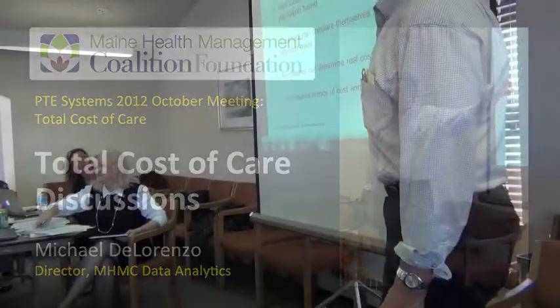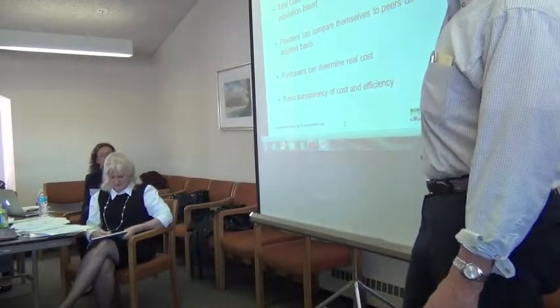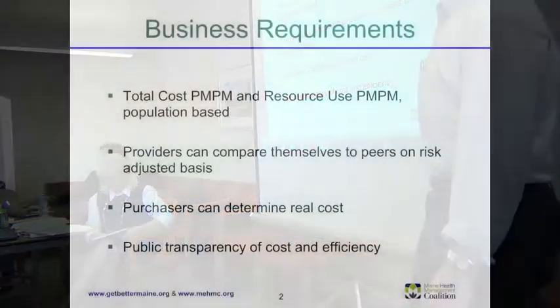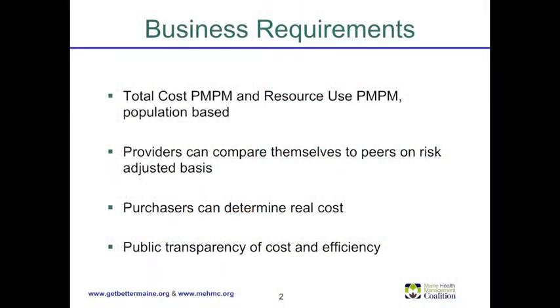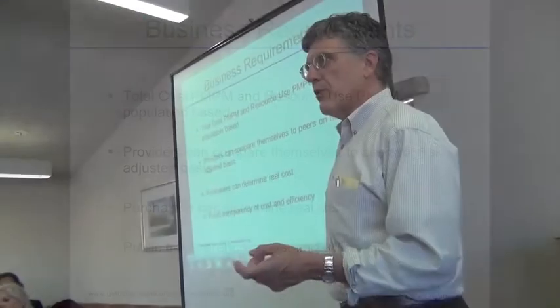Yeah, so this is the business requirement. So what are we trying to do? Trying to measure, what's the purpose here? Cost of care PMPM, resource use PMPM. Providers be able to compare themselves to some kind of risk, to some kind of benchmark, risk adjusted. Purchasers can determine real cost, and then public transparency of cost and efficiency.